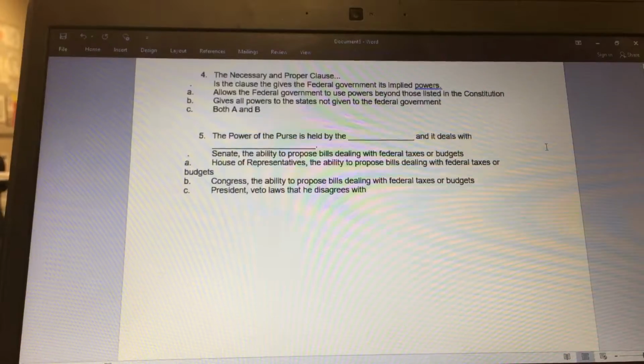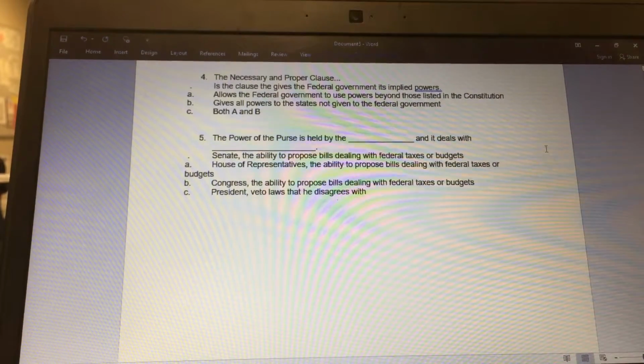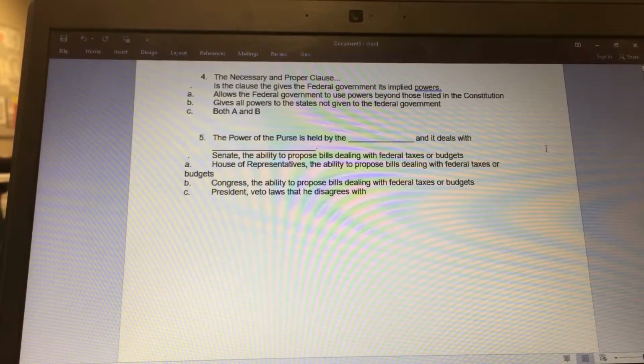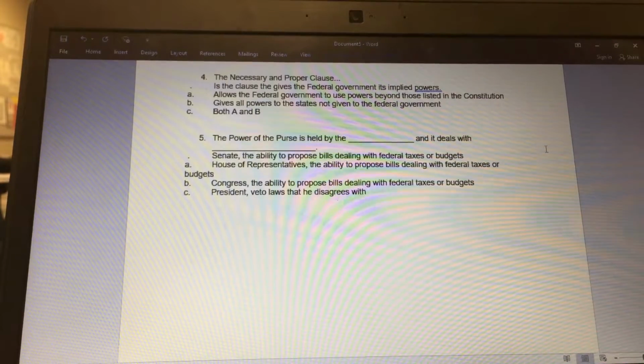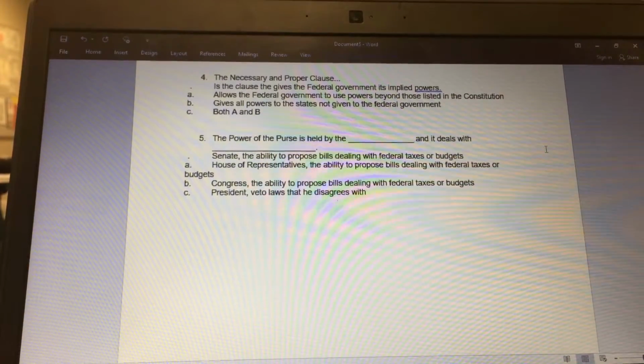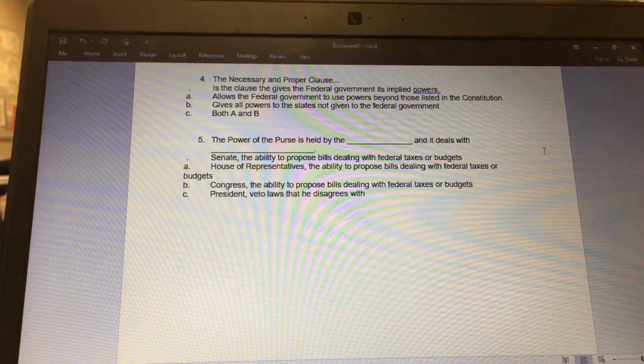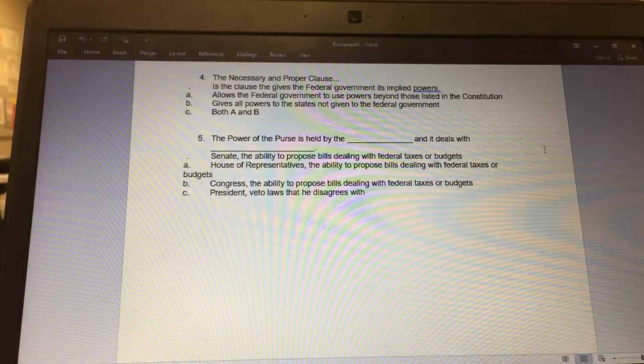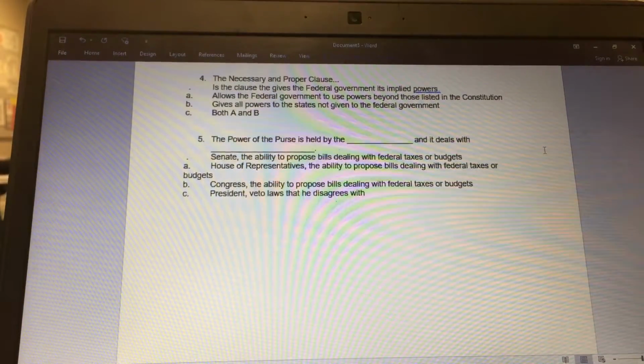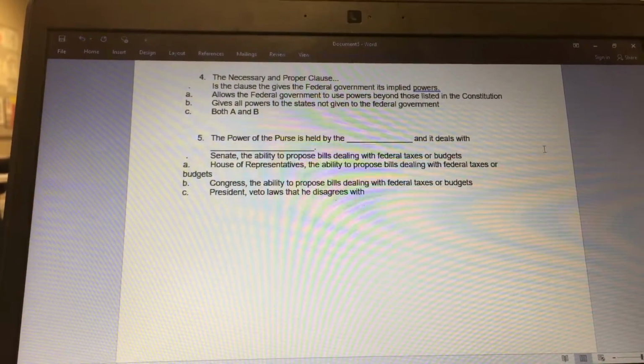Congress interviewing and debating the qualifications of the candidate for appointment to the Supreme Court. The necessary and proper clause is the clause that gives the federal government its implied powers. Allows the federal government to use powers beyond those listed in the Constitution. Gives all powers to the states not given to the federal government. Both A and B.